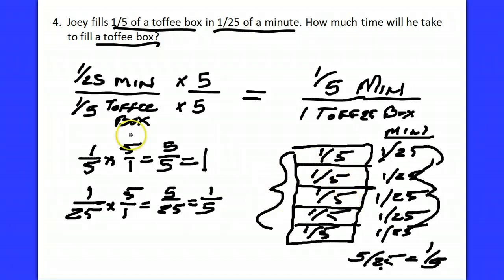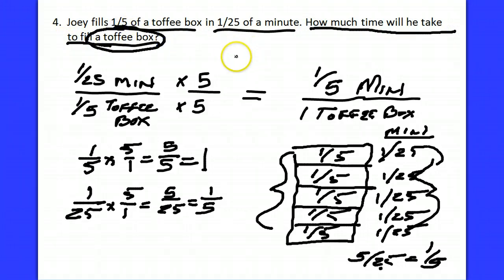A lot of students started this way. Our more algebraically minded students went in this direction. Either way, the idea is that how much time will he take to fill a toffee box? The unit rate you're looking for is defined by the question itself.